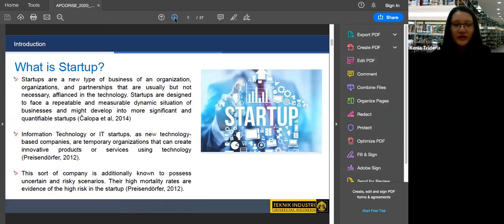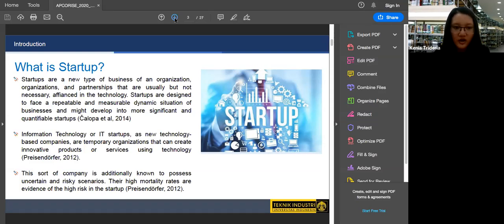Next. So now let's just jump right into the discussion about startup. As we know that startup companies grow more quickly nowadays, and many news are talking about startup. So what is a startup actually? Here I refer to Kalopa et al. Mentioning that startups are new type of business, open organizations, and partnerships that are usually, but not necessarily, related to the technology. Startups are designed to face a repeatable and measurable dynamic situation of business and might develop into more significant and quantifiable startups. And the technology or IT startups, as new technology-based companies, are defined as temporary organizations that can create innovative products or services using technology.